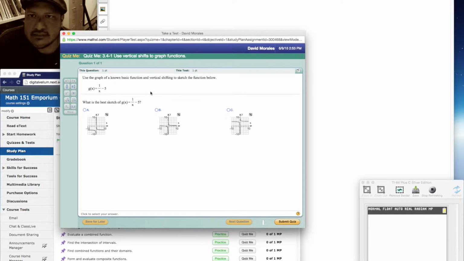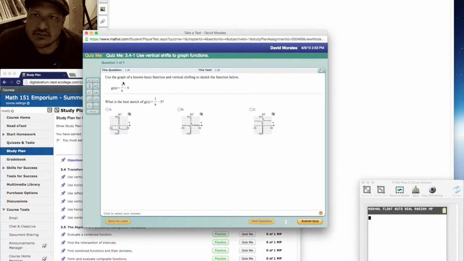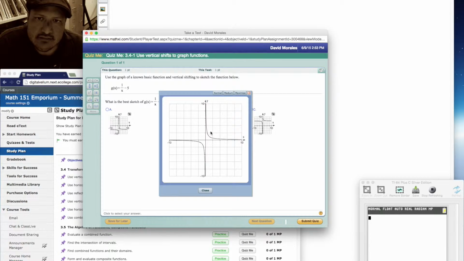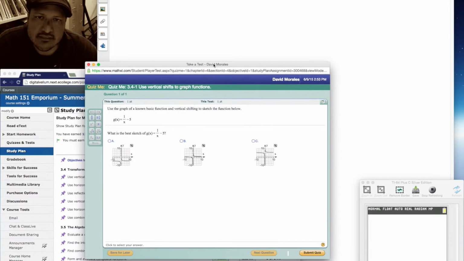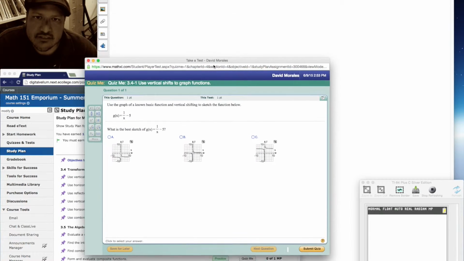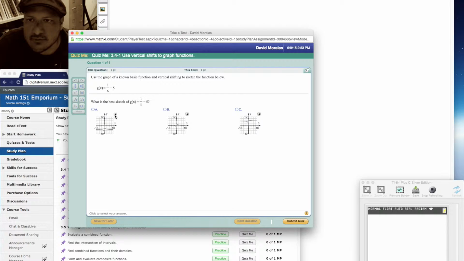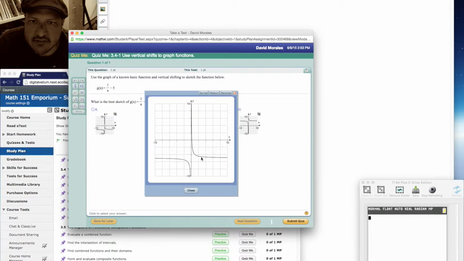Use the graph of a basic known function and vertical shifting. So 1 over x, well, these all look like 1 over x. That's the basic shape. This minus 5 means it's a vertical shift down by 5. This one is the 1 over x. This one is a vertical shift up. Imagine if I were to grab it and shift it up, or I can shift the window down. This one is a vertical shift down by 5.